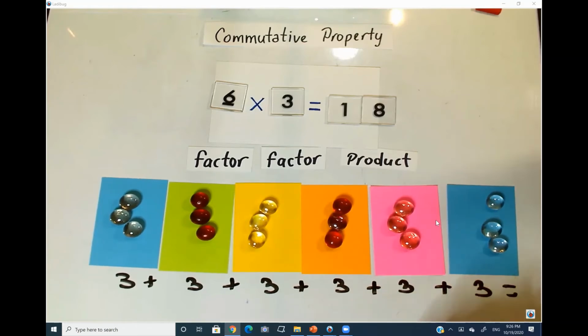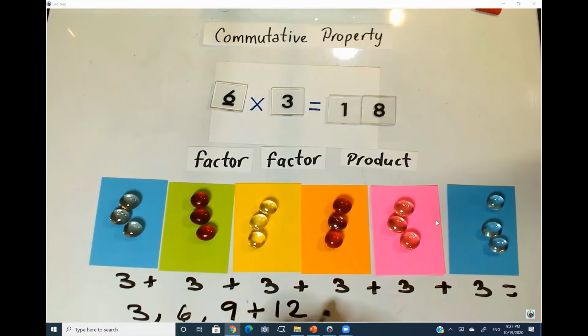So let's do partial additions, which is going to be like the skip counting. 3 plus 3 is 6, plus 3 is 9, plus 3 is 12, plus 3 is going to be 15, and plus 3 is going to be 18.